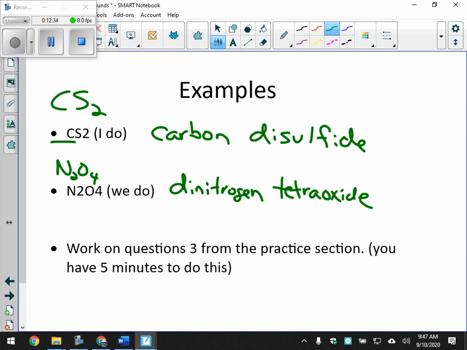So like I said, if we have 2 or more for the first one, we need a prefix, and we always use prefixes for the second one and the ide. There's no swap and drop here. All you have to do is tell me how many of each atom you have. So dinitrogen, 2 nitrogens, 4 oxygens, tetraoxide. All right, flip it over.